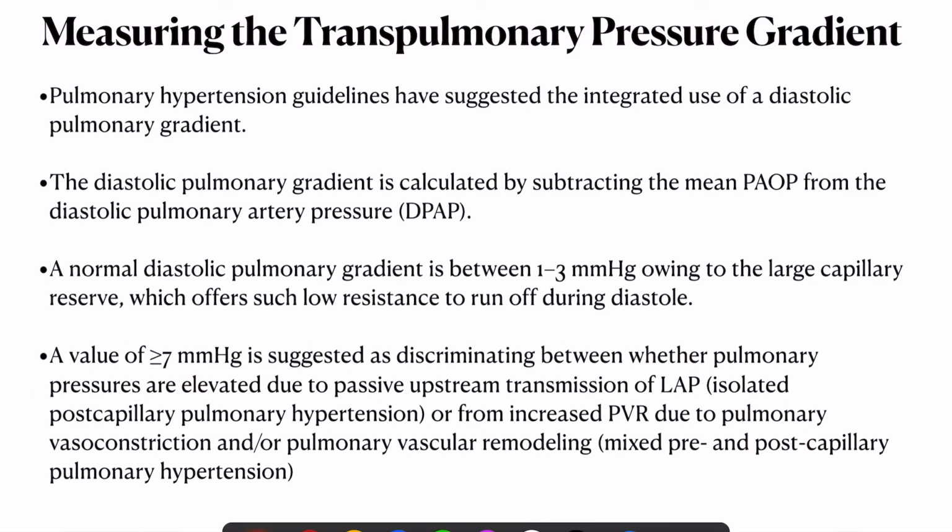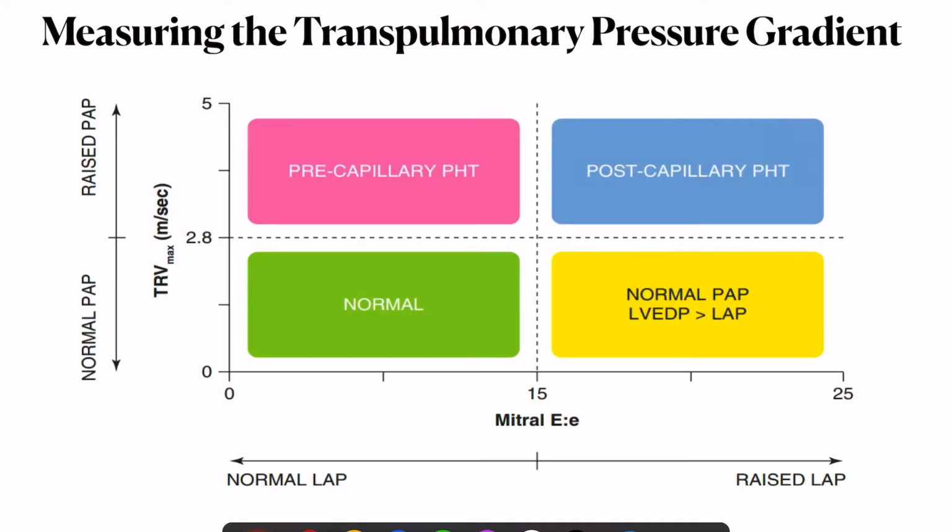So a value of more than 7 is suggested as discriminating between pulmonary pressures elevated due to passive upstream transmission of the left atrial pressure, that is isolated post-capillary pulmonary hypertension, or from increased pulmonary vascular resistance due to pulmonary vasoconstriction or pulmonary vascular remodeling, that is a mixed pre and post-capillary pulmonary hypertension. So these values can be measured through the pulmonary artery catheter.